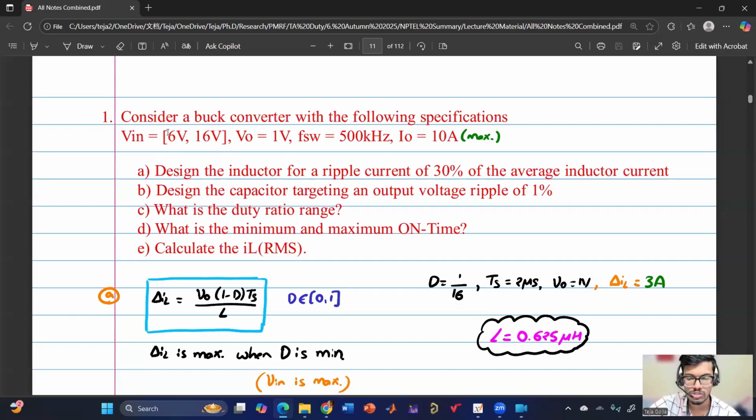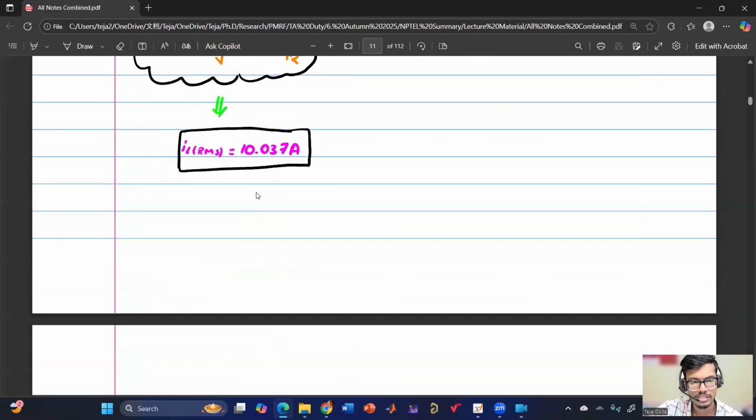Similarly, the worst case capacitor ripple should be 2% of its average value. So in that case, we have to choose that value of V in and V naught where the worst case happens. And for that condition, we have to design the inductance as well as capacitance.